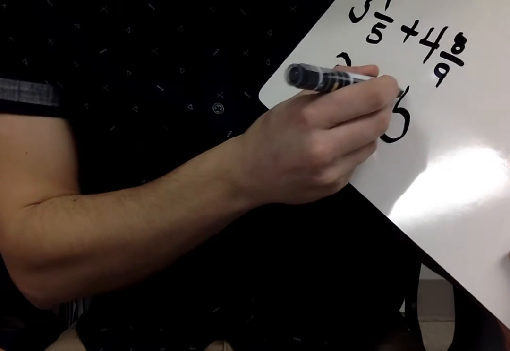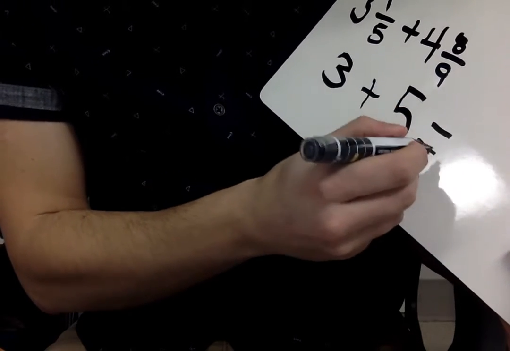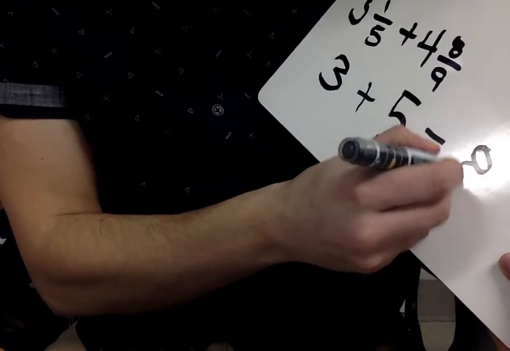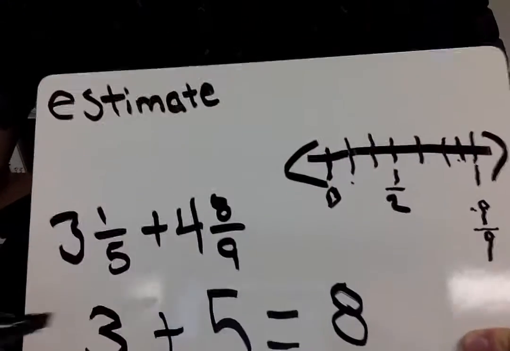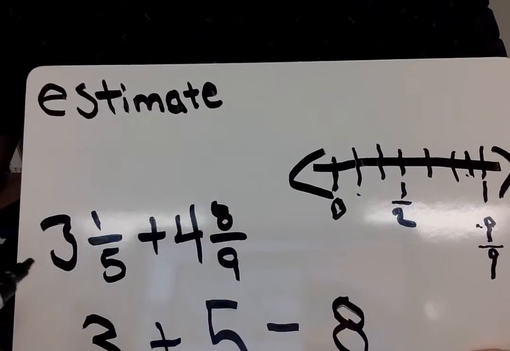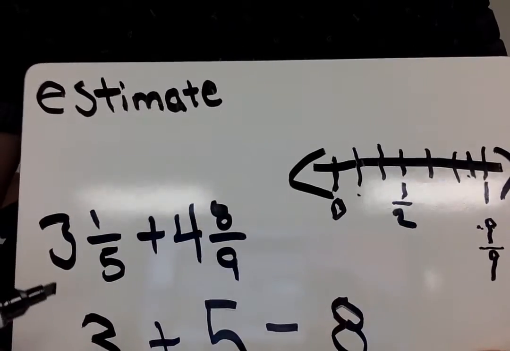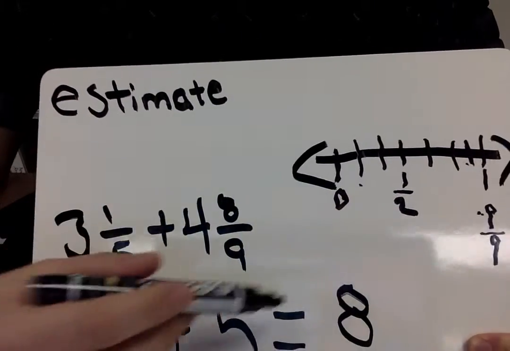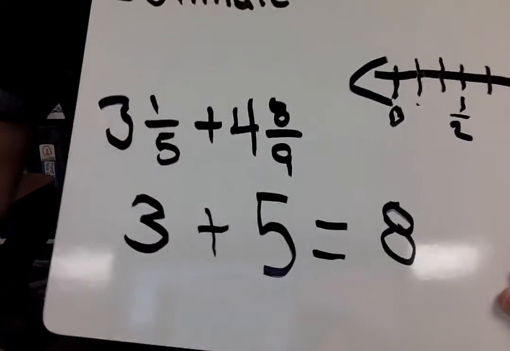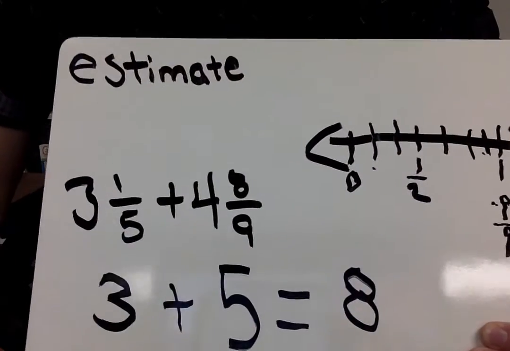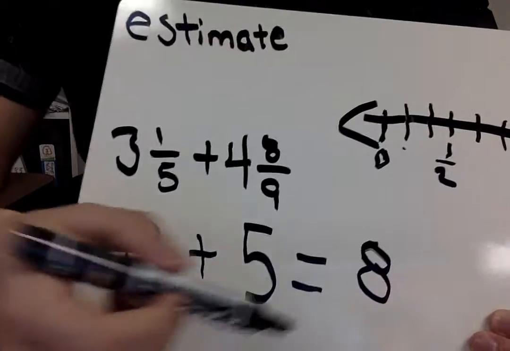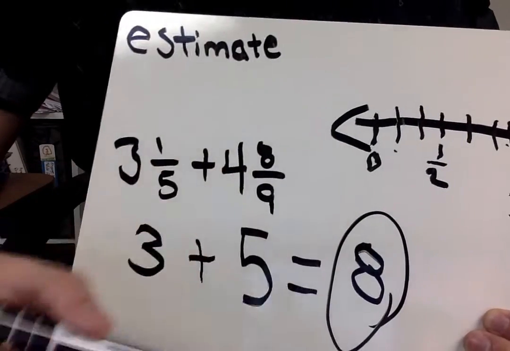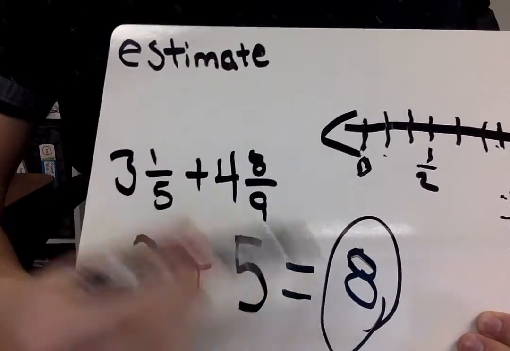So now, I can just add 3 plus 5 is 8. And I can say, well, 3 and 1/5 plus 4 and 8/9 is about 8 wholes. It's about 8 wholes when I add them together. It's not exact, but it's close to 8. This isn't the exact answer, but it's close.